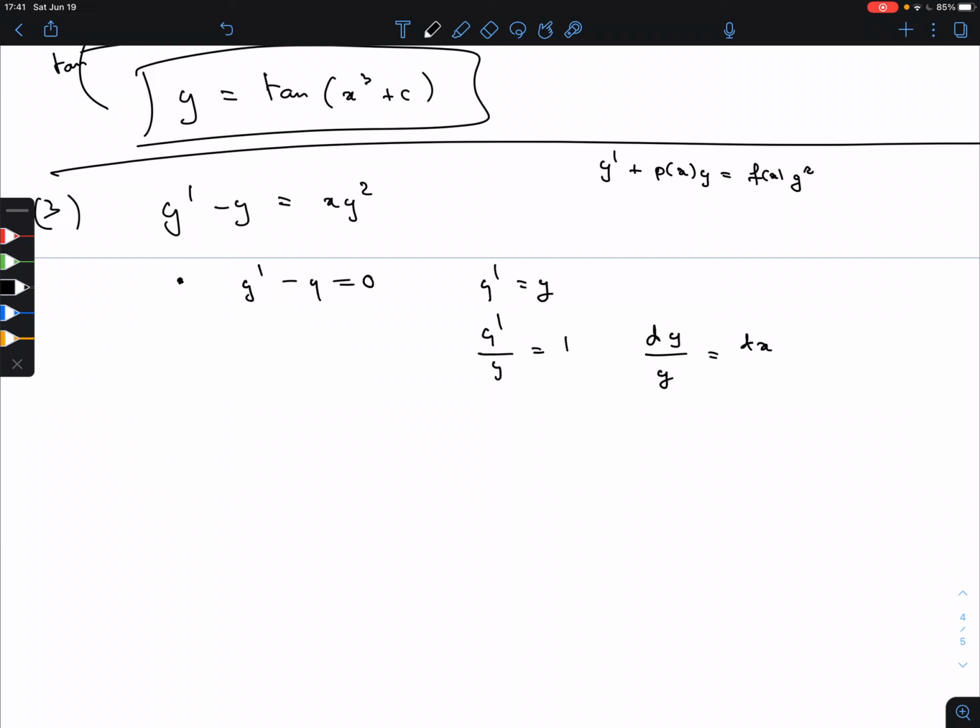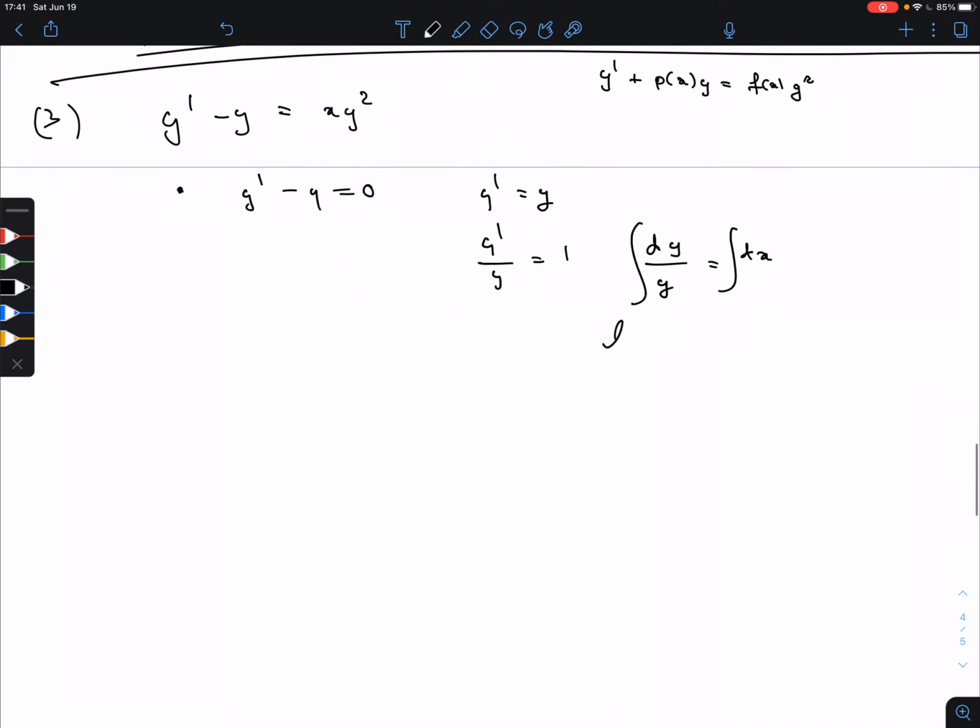I prefer this way because now it's easier to see that you have to integrate, and on the left you integrate with y, on the right you integrate with x. So this is ln y is equal to x plus a constant, let's call it d. Taking the exponential, y is equal to e to the x plus d, which is e to the d times e to the x, which we call c e to the x.